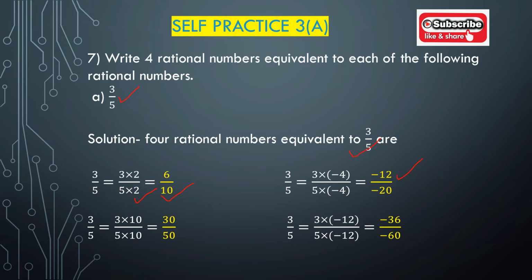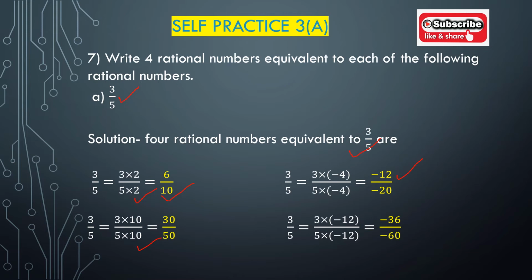If we multiply the number 10 with both numerator and denominator of 3 divided by 5, we get 3 multiplied with 10 is 30 and 5 multiplied with 10 is 50. So we get 30 divided by 50. 30 divided by 50 is equivalent to the rational number 3 divided by 5.